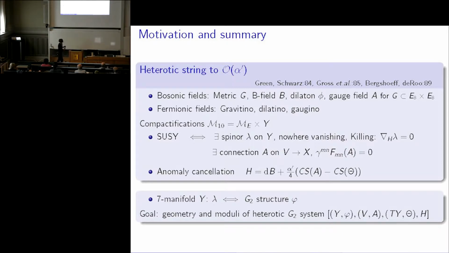Now, as I have said, in 7 dimensions, the existence of this spinor means that the manifold has G2 structure. So there's a reduction of the structure group. And the goal of this talk is to understand the geometry and moduli of what I will call heterotic G2 systems, which are compactifications on a manifold with G2 structure with a vector bundle for the gauge field satisfying this constraint. Then the tangent bundle has this connection here, which also has to satisfy a similar constraint. And then we have the flux.